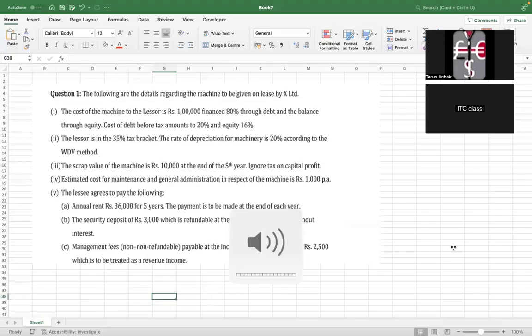Okay, so we are doing the leases, and this is the question that we have. The machine costs the lessor 100,000. 80% of it is financed by debt, the remaining by equity. Cost of debt and equity is given to be 20% and 16%.